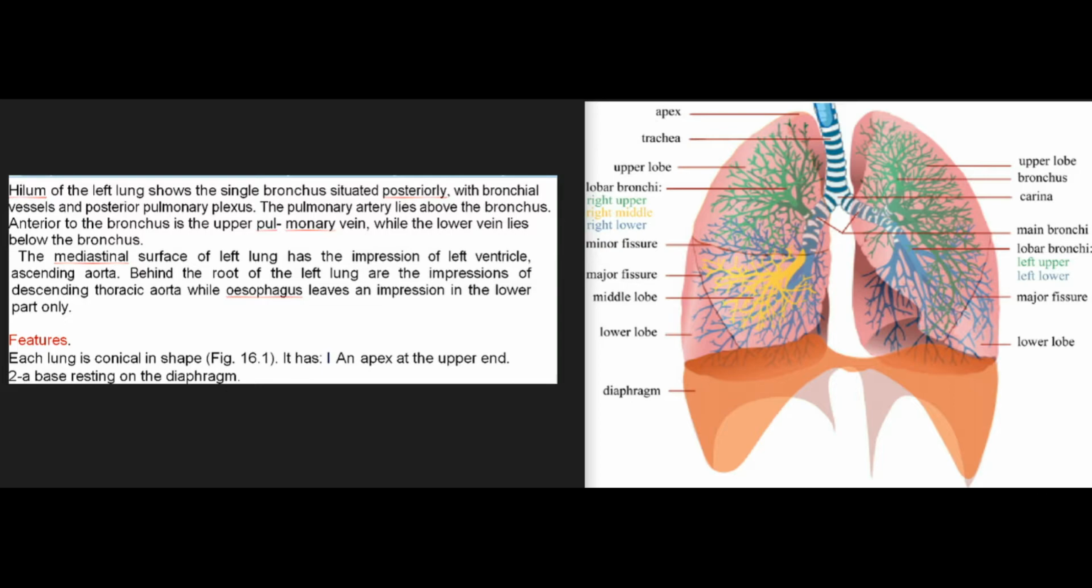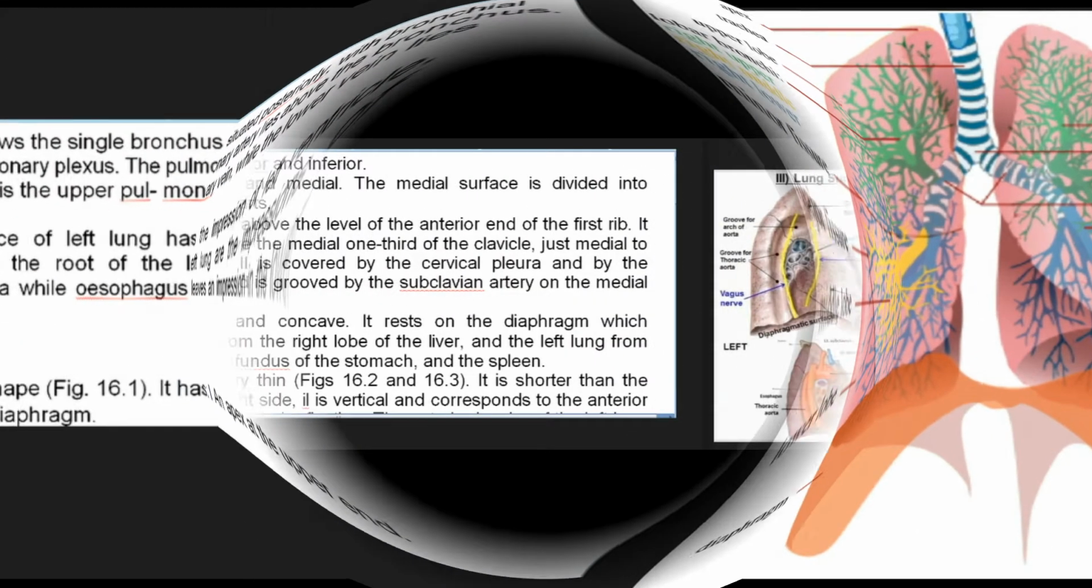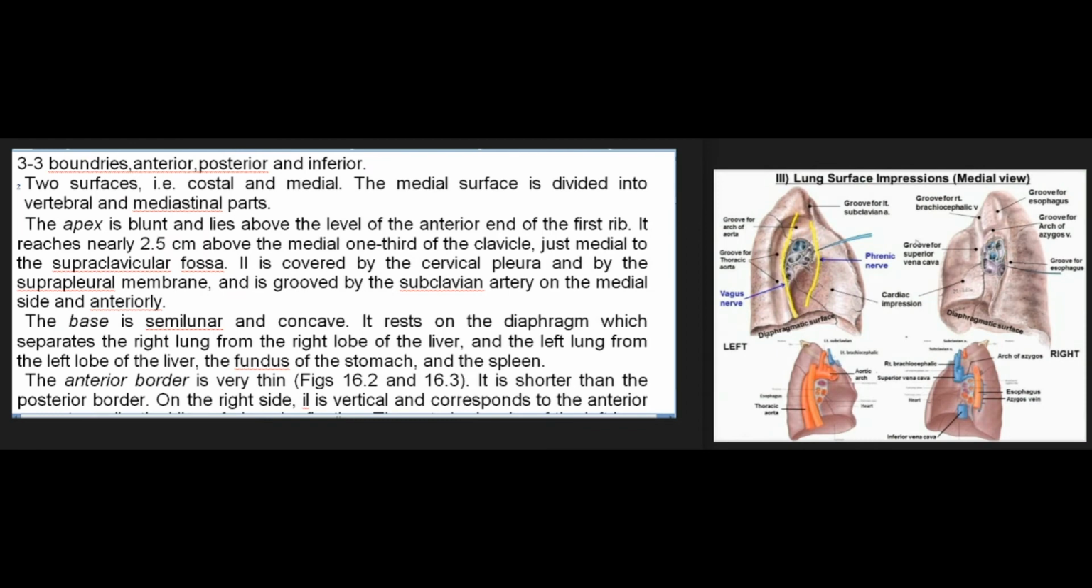Features: each lung is conical in shape, Fig 16.1. It has 1) an apex at the upper end, 2) a base resting on the diaphragm, 3) 3 borders, i.e. anterior, posterior and inferior, and 4) 2 surfaces, i.e. costal and medial. The medial surface is divided into vertebral and mediastinal parts.